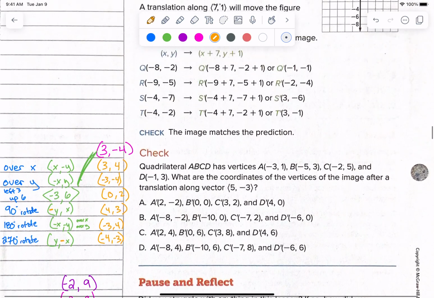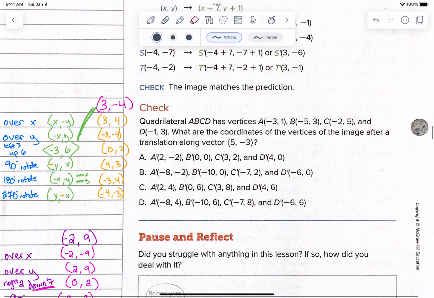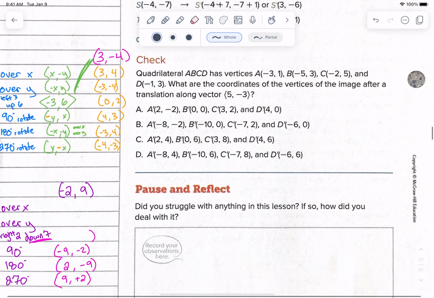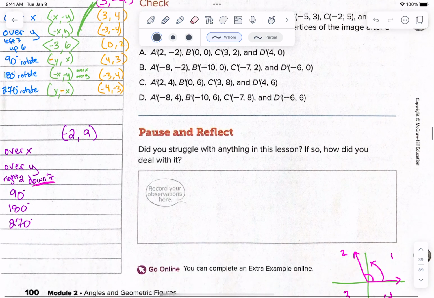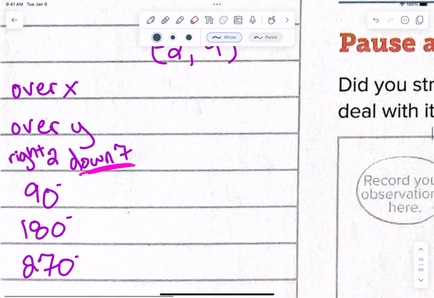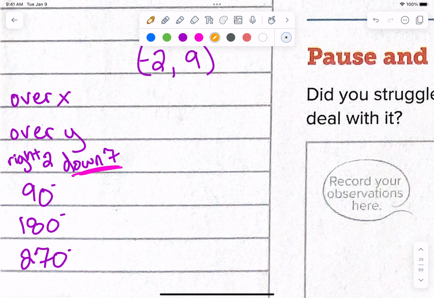I want you to do the same thing again, but with the point negative 2, 9. Except I'm going to give you this. Do these real quick. Then we'll check, and then we'll be done. Negative 2, 9. I want you to go over X, over Y, right 2, down 7, and 90, 180 and 270 rotate. Write the rules for what those are. Write out what you get. We'll go over it and we'll be done.